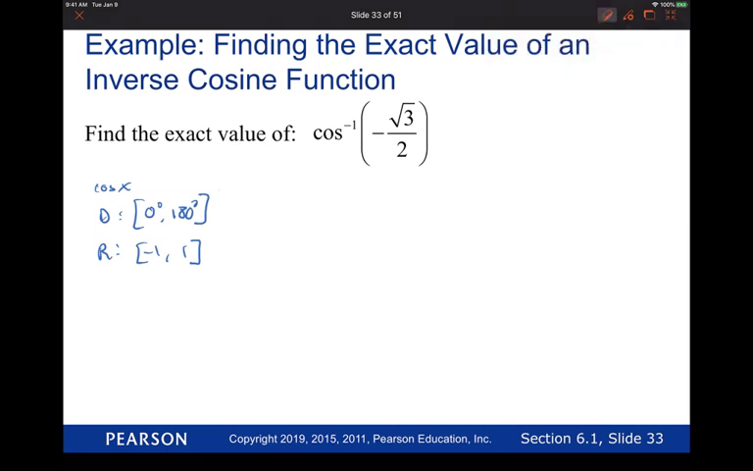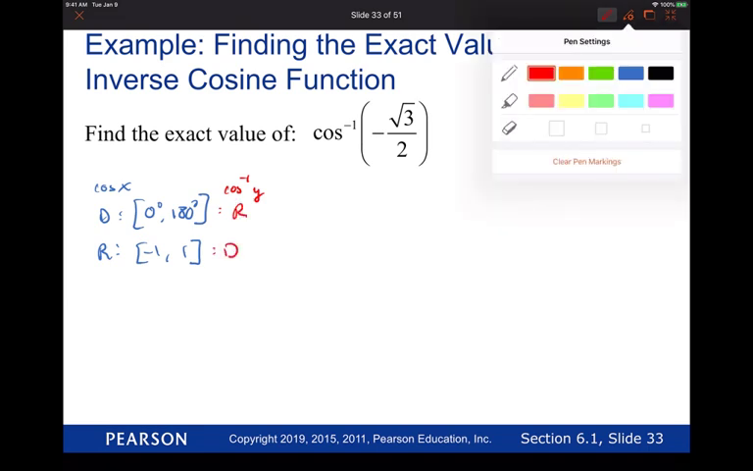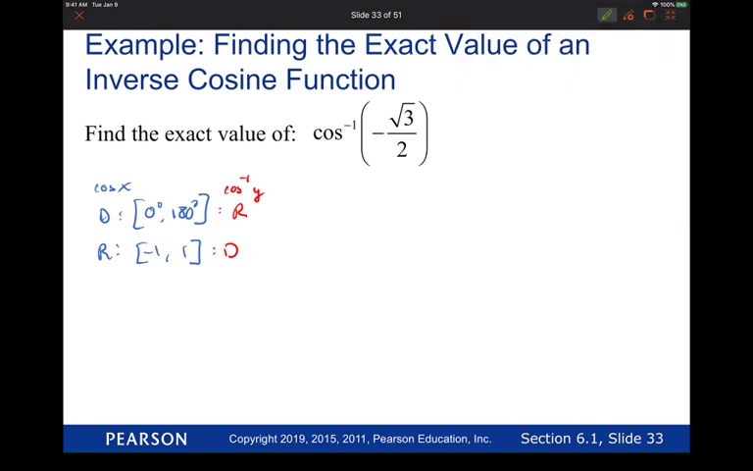When we do inverse cosine of y, this is our range. This is our domain, okay? So let's do this. We're going to say the inverse cosine of negative square root of 3 over 2 equals x. Again, this means the cosine of some x gives us a negative square root 3 over 2, okay? So can you tell me cosine of what angle gives us a negative square root of 3 over 2?